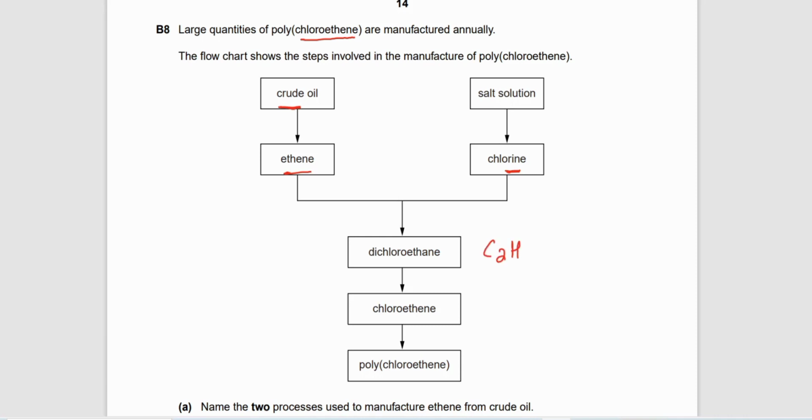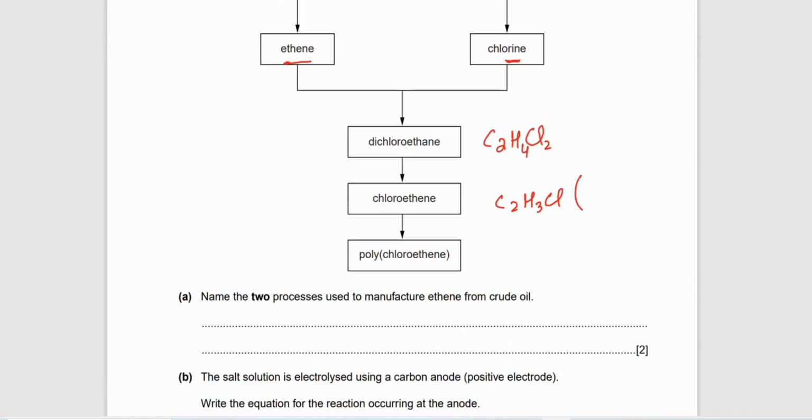C2H4Cl2, instead of 2 hydrogen I'm writing 2 chlorine over here, dichloroethane. Then it becomes chloroethene, where only one hydrogen and one chlorine are removed, C2H3Cl. Only one chloro. And then polychloroethene. Name the two processes used to manufacture ethene from crude oil.